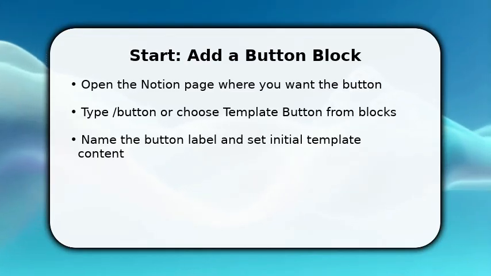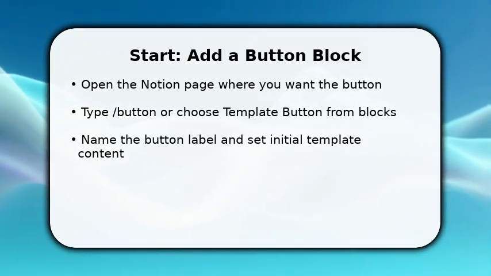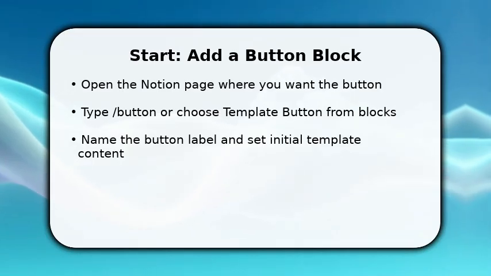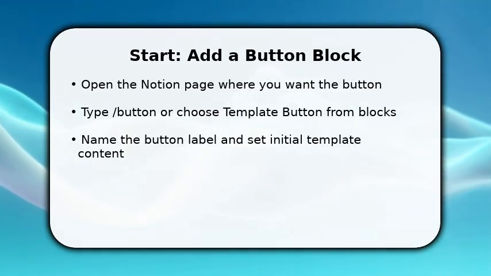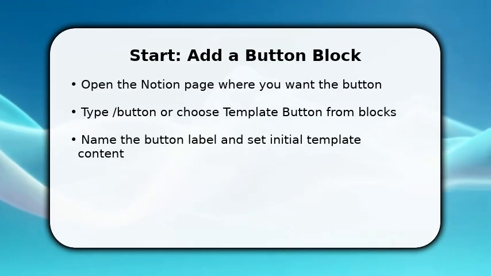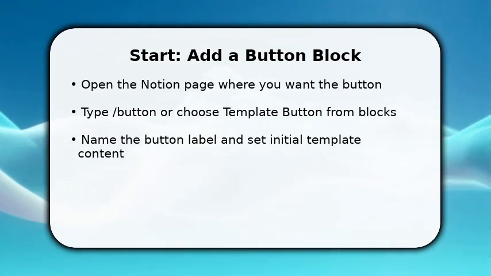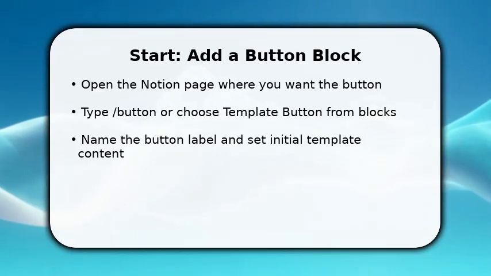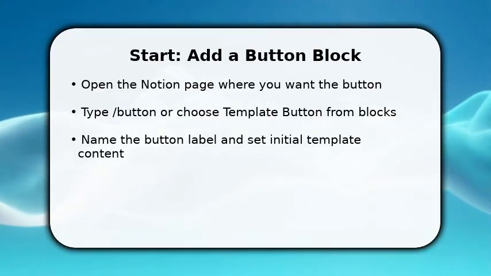You start by creating the actual button block on the page. Open the target page, type /button and select the template button option. You'll see a minimal form. Name the label clearly so anyone sees the purpose. Then click to edit the template content area, add the text, blocks, or subpages you want the button to create.